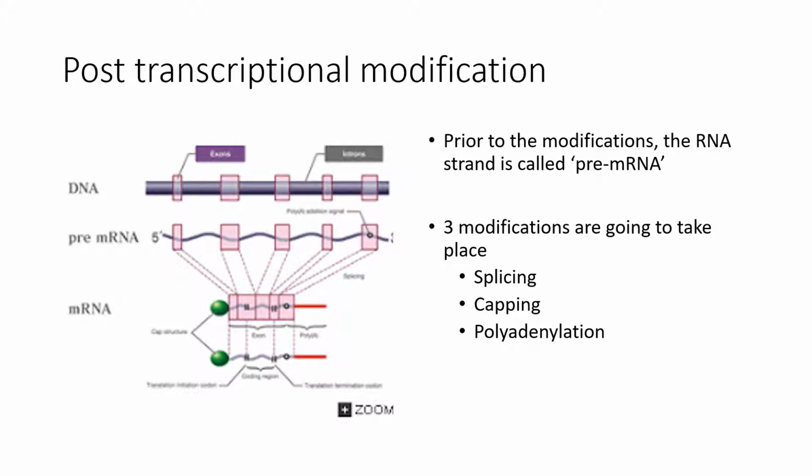So after transcription occurs, you need what are called post-transcriptional modifications. The first mRNA strand we make is called pre-mRNA because it hasn't been modified yet. 3 modifications are going to take place. There's going to be RNA splicing, capping, and polyadenylation.